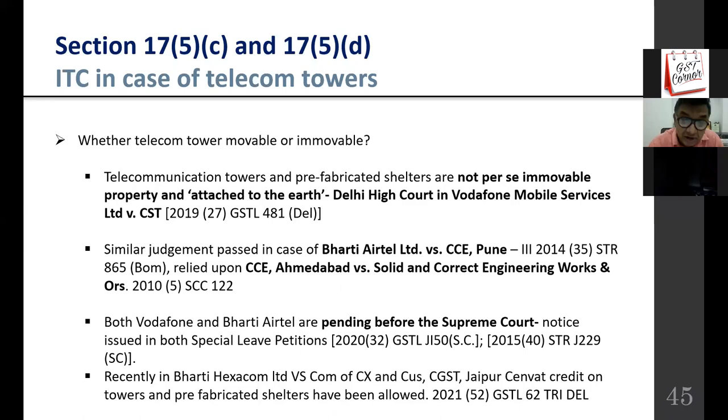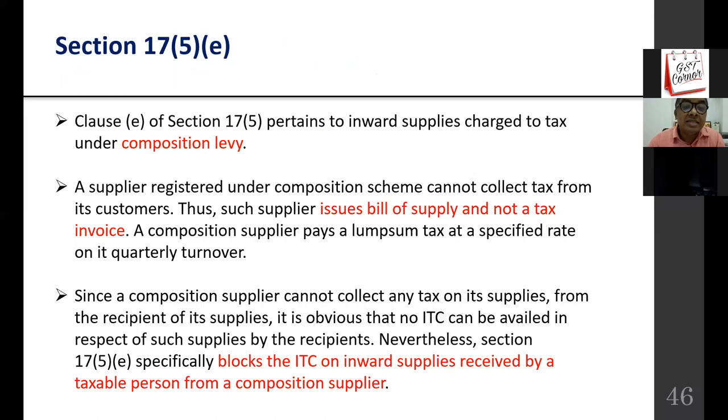One important judgment passed in the recent past is in the matter of Bharti Hexacom versus Commissioner of Central Excise and Customs, CGST Jaipur, where it has been held that CENVAT credit on towers and prefabricated shelters has been allowed. So in a host of judgments in the erstwhile regime, this has been allowed. That's why in the current regime also, Airtel has again moved to the Delhi High Court. We believe that maybe we can see some positive judgments on telecom towers, because that is one of the important things for the sector to think about.